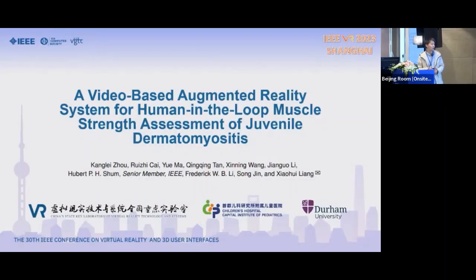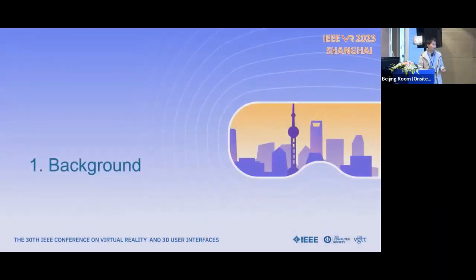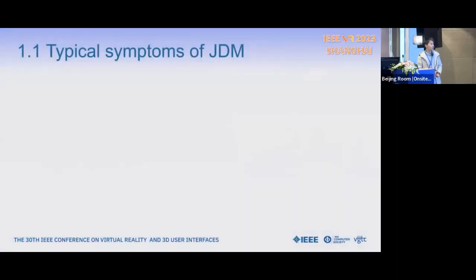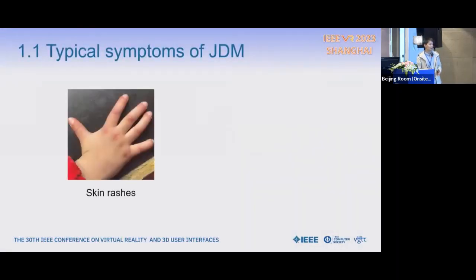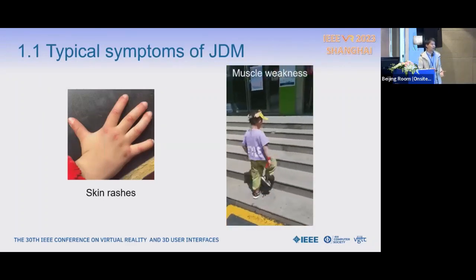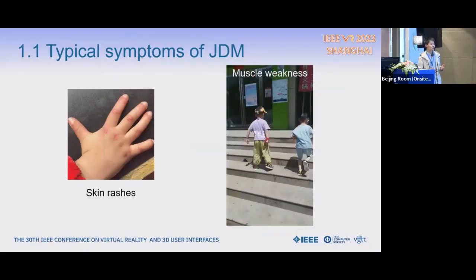The title of our work is a video-based augmented reality system for human-in-the-loop muscle strength assessment of juvenile dermatomyositis. First, I would like to give some background information. Juvenile dermatomyositis, also known as JDM, is characterized by skin rashes and muscle weakness. This work mainly focuses on muscle strength assessment.